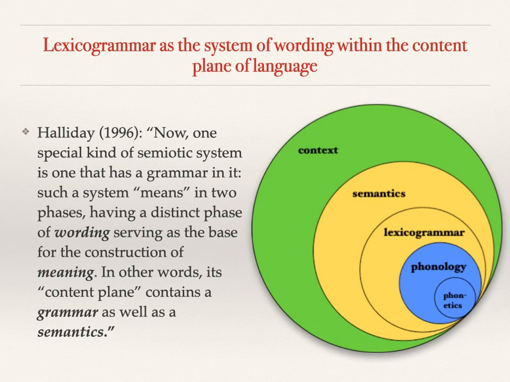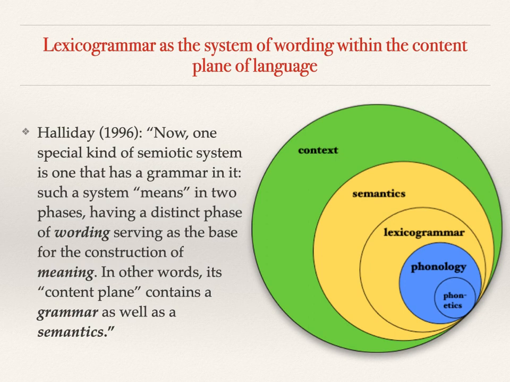So as a reminder, we looked at this last week. Halliday says about the organization of language, having talked about semiotic systems or systems of meaning in general: Now, one special kind of semiotic system is one that has a grammar in it. Such a system means in two phases, having a distinct phase of wording serving as a base for the construction of meaning. In other words, its content plane, shown here in yellow, contains a grammar or lexicogrammar as well as a semantics. In this figure in green, you have the context, the semiotic environment of language.